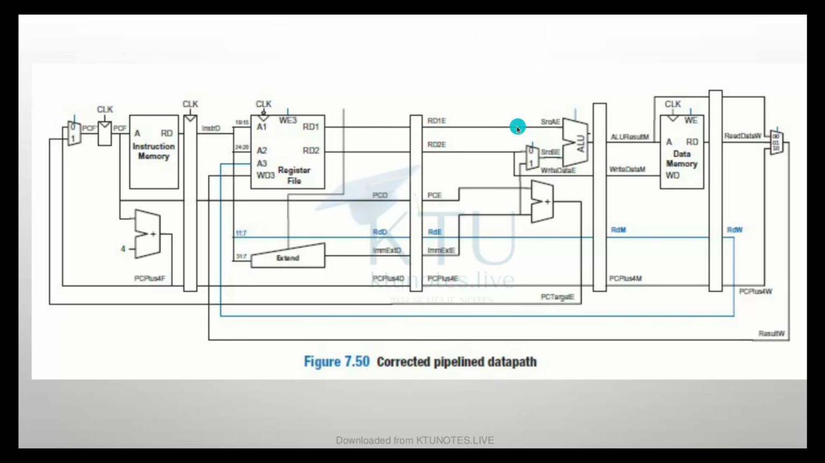RD1E is going here in the source AE, and source BE is RD2E. Now the result, the ALU result, can go here.